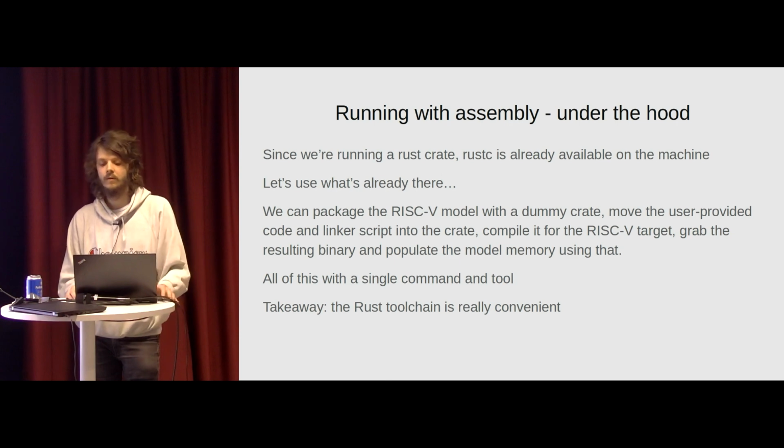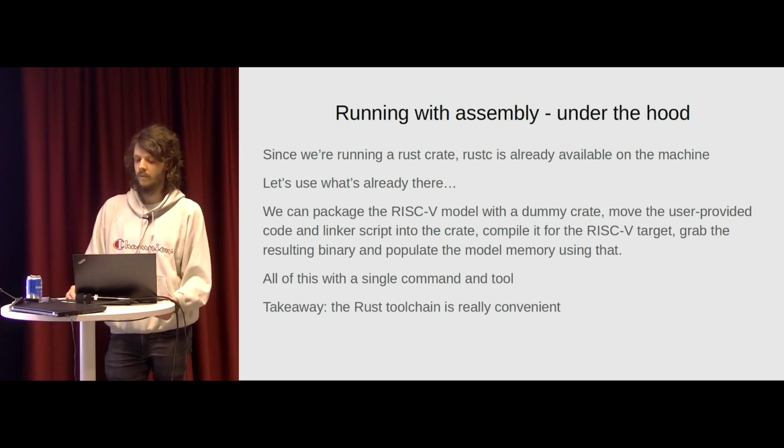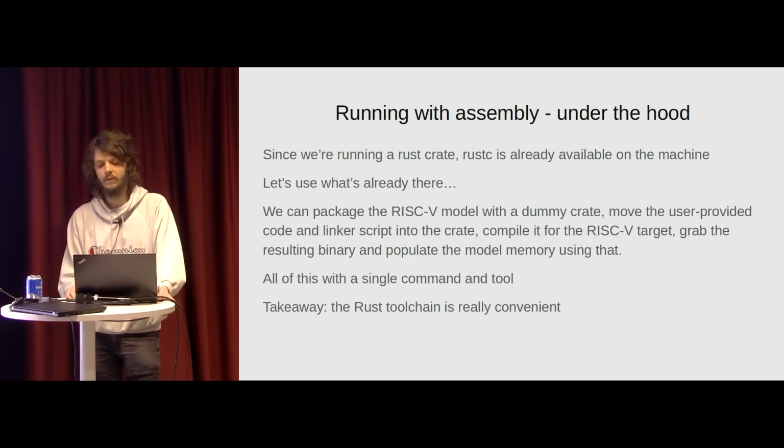Since we are running a Rust crate, the Rust toolchain is already there, so we thought we can use that instead. We can package the RISC-V model with a dummy crate, move the user-provided code and the linker script into that crate, compile it using the Rust toolchain, grab the resulting binary, and just populate the model memory using that. And all of this is done with a single command from the user and just the Rust toolchain, so we don't need anything aside from that.